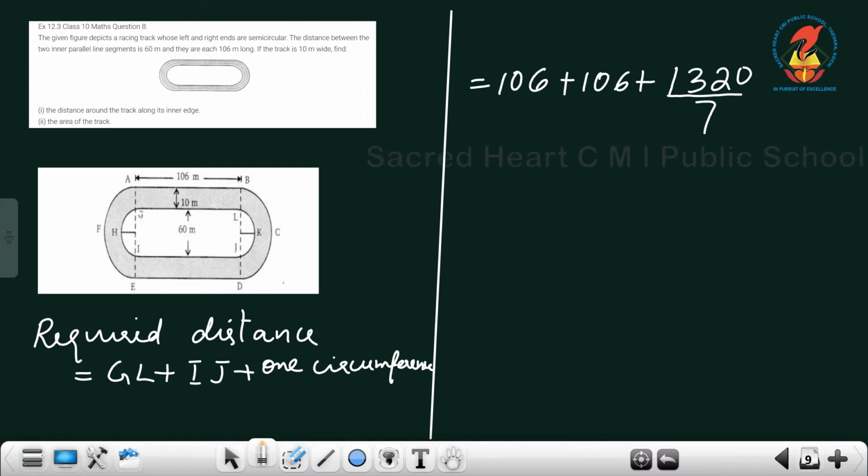Area of the track. See, I have enlarged this, what you have to find is the distance around the track along its inner edge. We have to find this distance first. Then what do you have to find? You have to find area of the track. Track means inside this. So, area of the track means only this part we have to find. We have to find area of that.